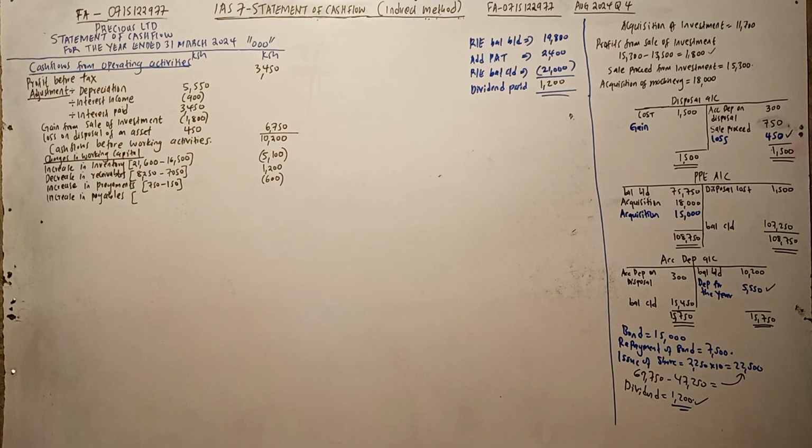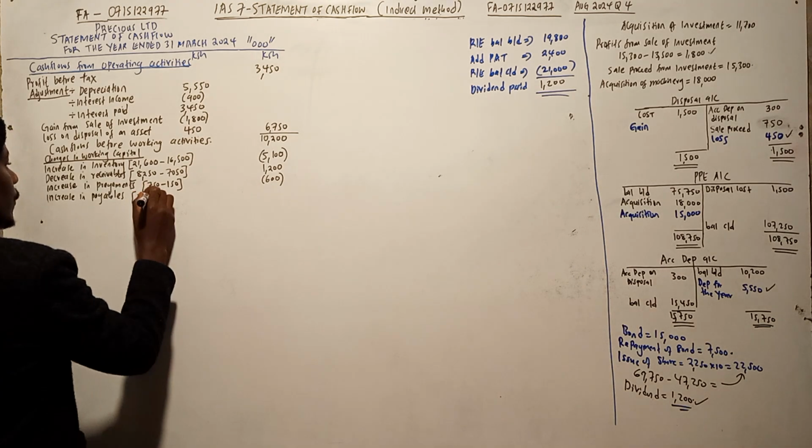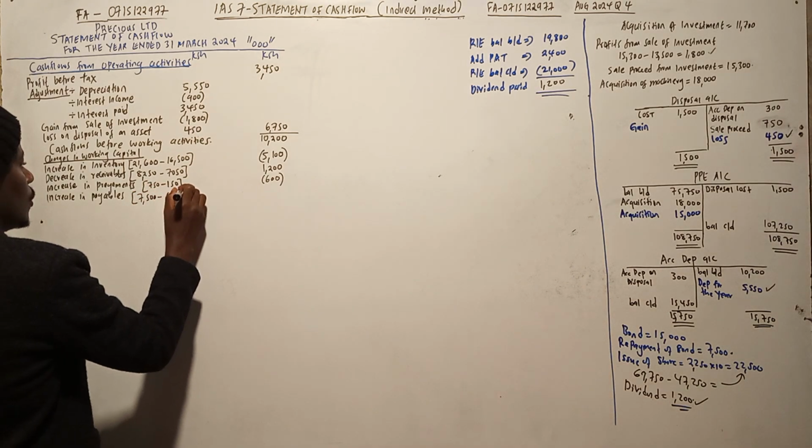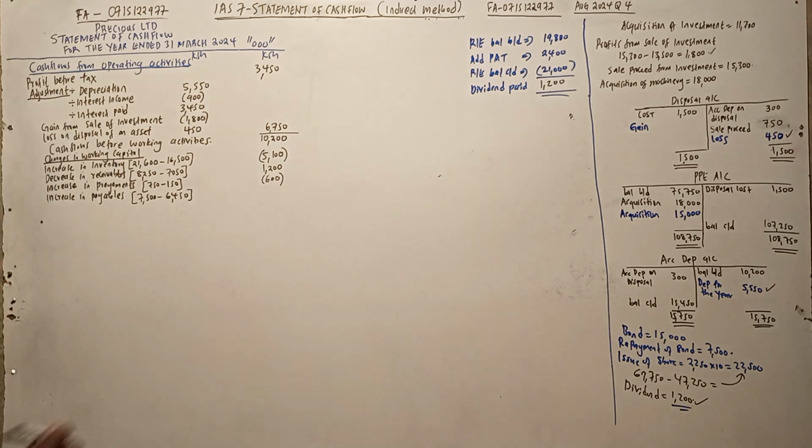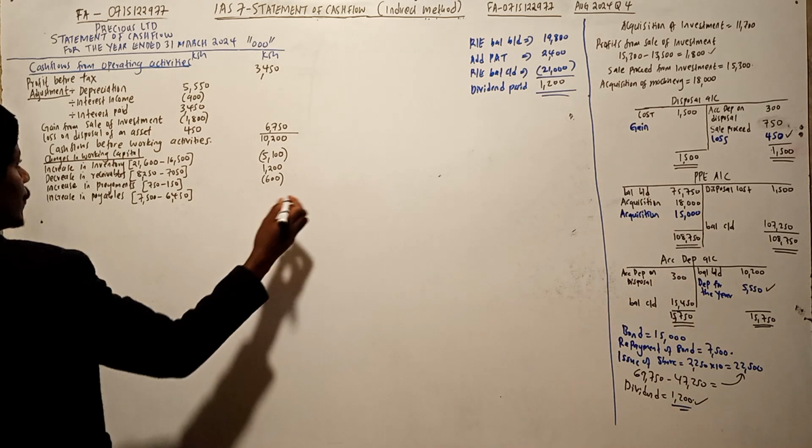Increase in payables. So tukienda kwa payables, inaona ilikuwa 7500 minus 6450. Let me confirm. So 7500, that is correct. 7500 minus 6450, narupatia 1050. So 1050 we add.